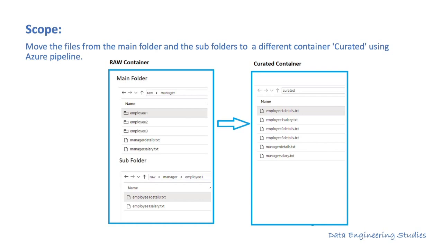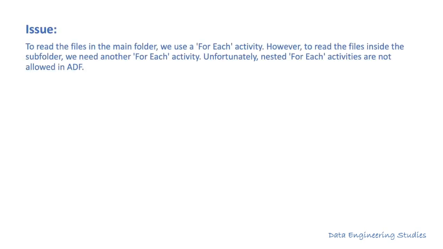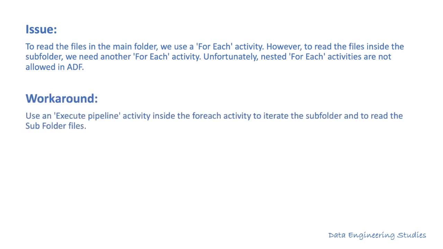Now let's see some of the challenges of this use case. To read the files from the main folder, we are using forEach activity. However, to read the files inside the subfolder, we need to use another forEach activity. Unfortunately, nested forEach activity is not supported in Azure Data Factory. But the good news is we have a workaround for this use case. We can use an execute pipeline activity inside a forEach activity to iterate over the subfolders and to read the subfolder files. We are going to see the detailed step-by-step implementation of this pipeline.